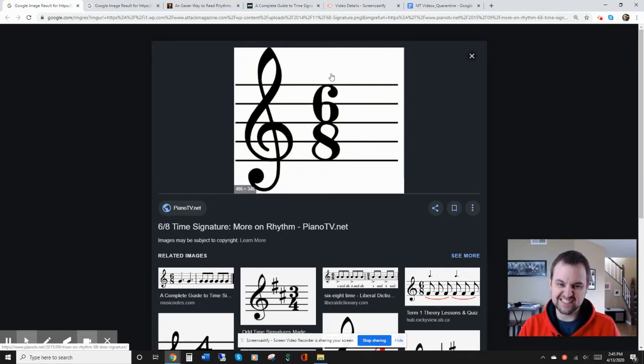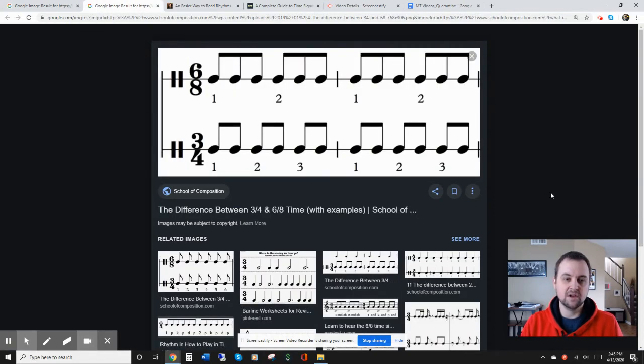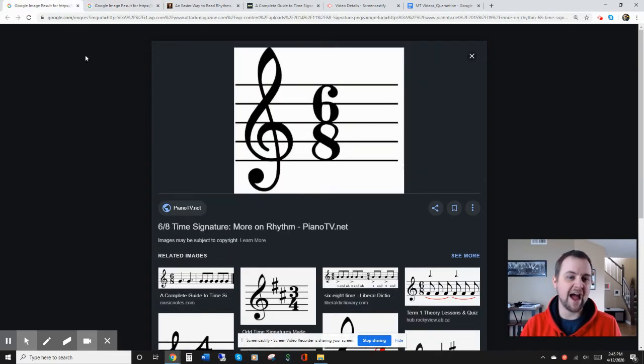So what we're looking at is not 4/4, 2/4, or 3/4. It's what we call 6/8 time. If you were to look at a measure of 6/8 time, it would look a lot like 3/4. In fact, it would have just as many eighth notes in the measure as 3/4. 3/4 and 6/8 have the same amount of eighth notes.